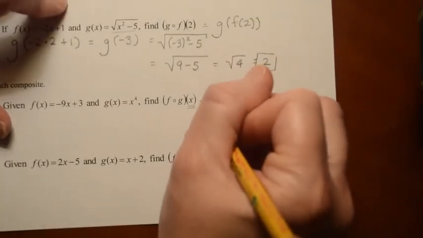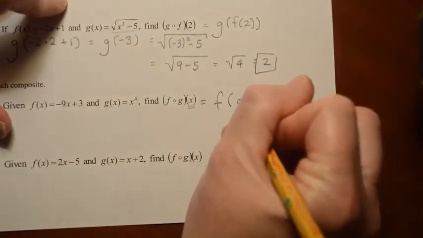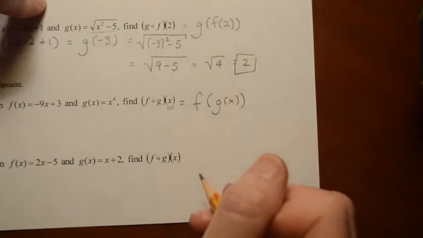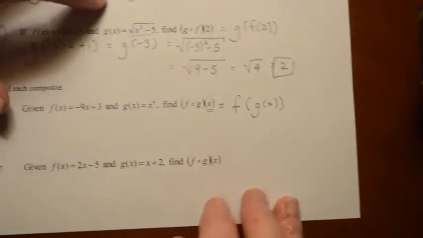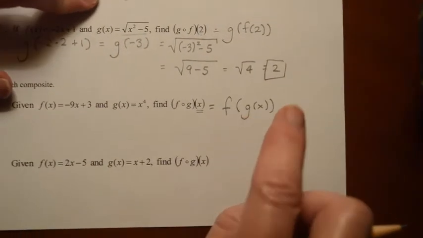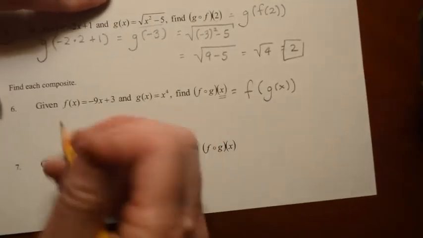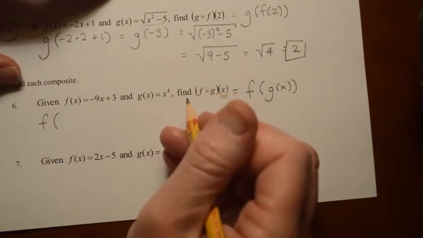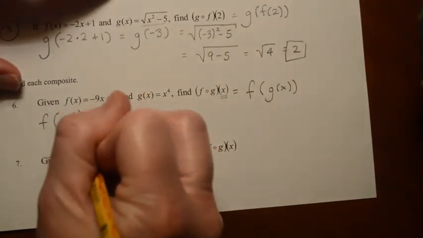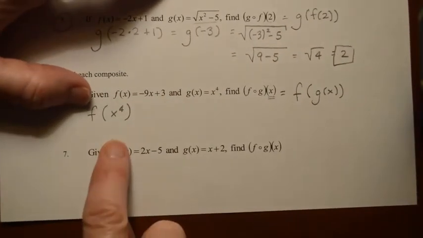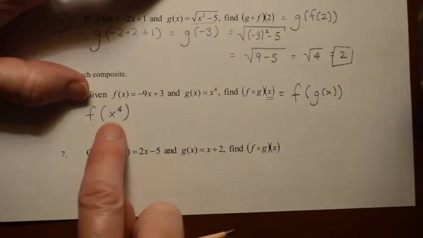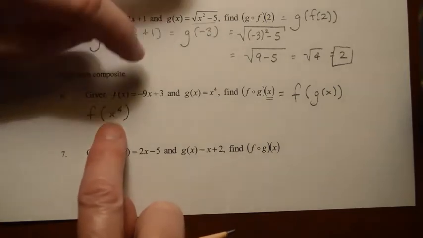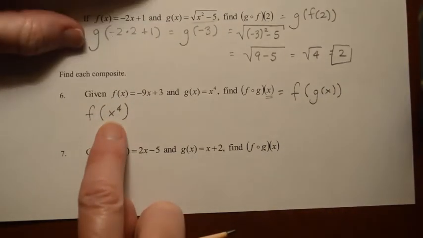Right? So this says f of g of x. So what it wants to do is take the whole of g of x, which, let's write that out, the whole of g of x is x to the 4th. So it wants us to take and replace every x in f of x with x to the 4th.